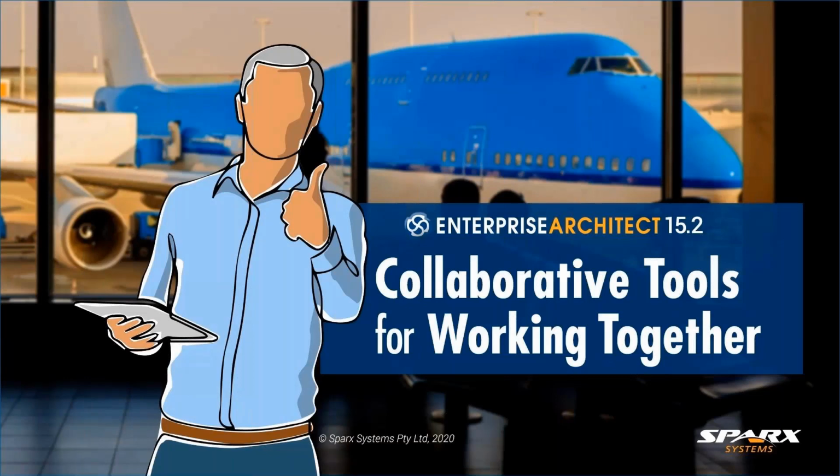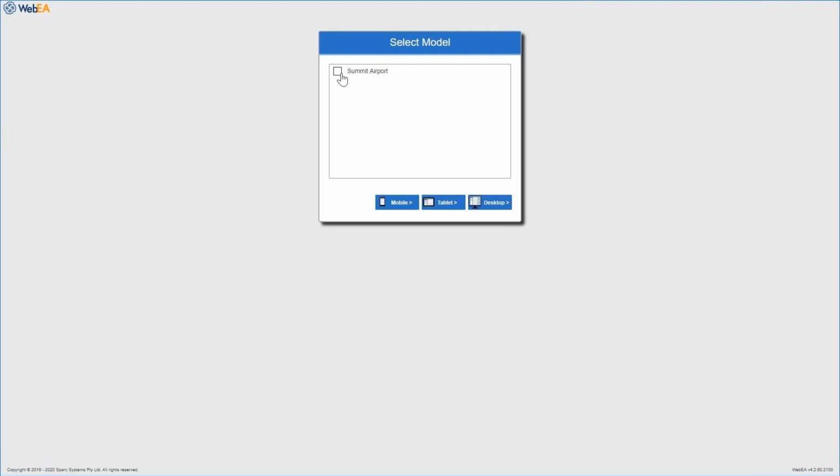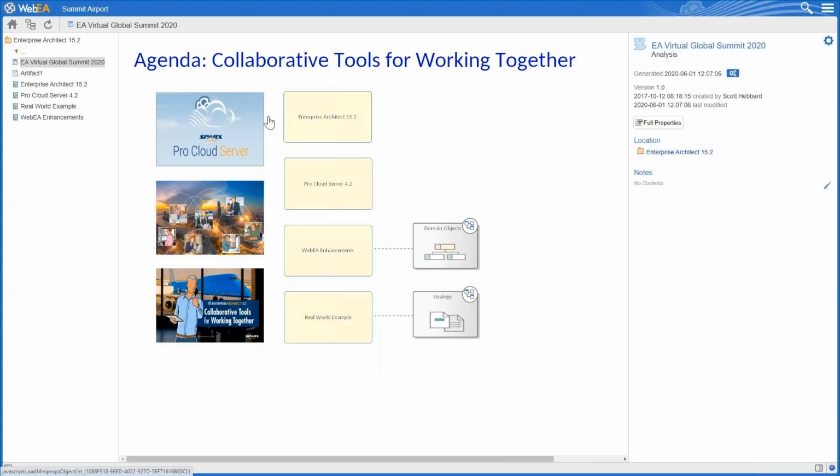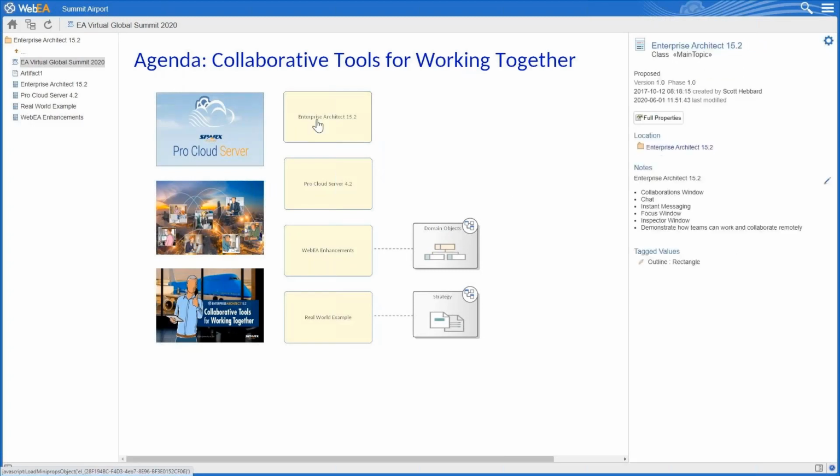Now, we've recently released the Enterprise Architect 15.2 beta and also the Pro Cloud Server 4.2 beta. On screen, you can see WebEA is being shown, and I've got this model and it's available in Teams. It's webinars.sparxpublic.com and the link is there.